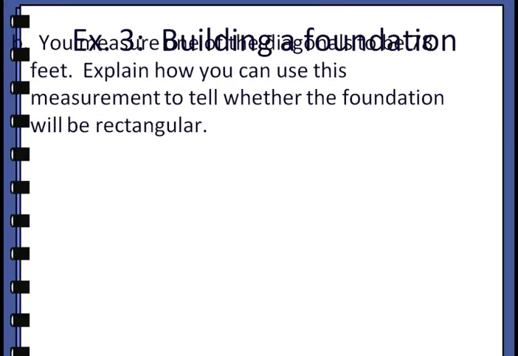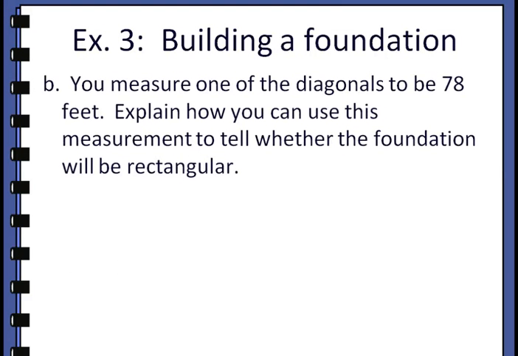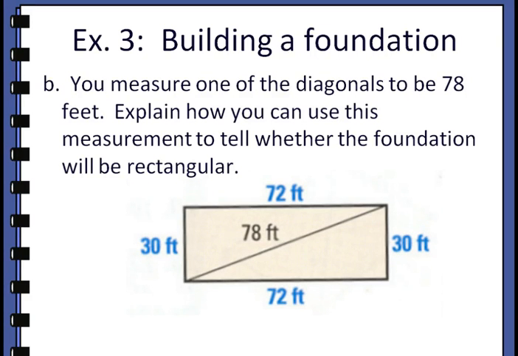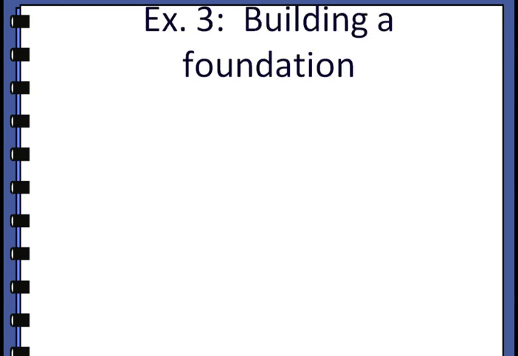So now let's put the diagonal into the picture. Let's say I measure the diagonal. So now I know the side lengths and the diagonal length. Now can I tell whether this is going to be a rectangle? Well, we can really go back to the converse of the Pythagorean theorem. Because if I can find that this squared plus this squared equals that squared, then I know this to be right, I know this to be right, I know them all, because this would be 78 as well. I know them all to be right angles. So let's check it out.